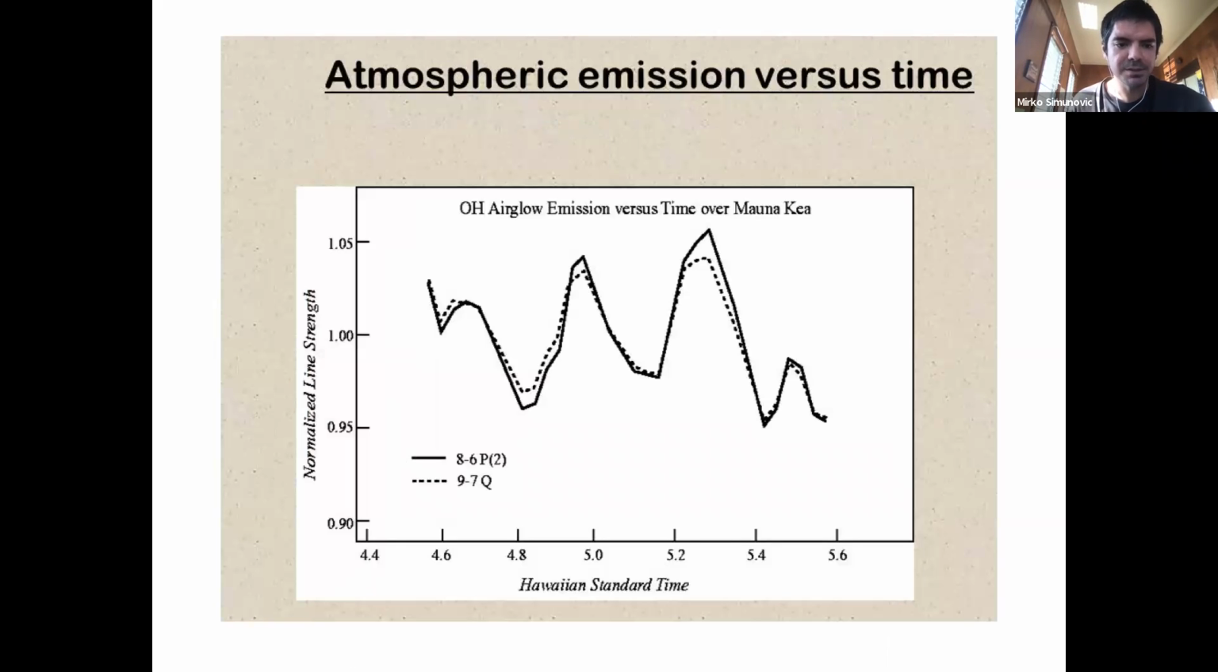So now you have a plot showing the airglow emission, right? The strength of the emission as a function of time, measured in Hawaii in this case. So you see that it fluctuates. It goes up and down and up and down. So you have to calibrate for this effect throughout the night when you're taking observations, right? It doesn't help if you measure this effect at the beginning, because by the end of the night, it's going to be completely different. You have to be taking care of this throughout the night. And this is something that we do constantly when we observe in the near infrared.